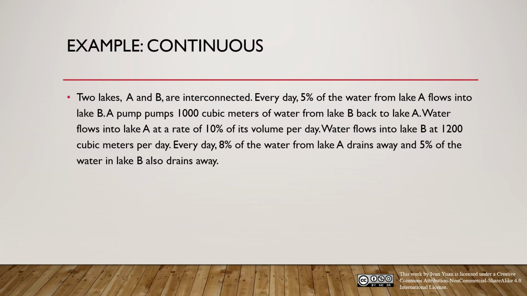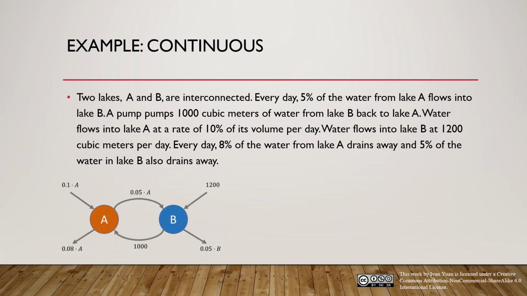Now let's check out a continuous dynamical system. We have two interconnected lakes, A and B, and every day 5% of the water from A goes to B, and a pump pumps 1,000 cubic meters back, and every day water goes into A at a rate of 10% of its volume per day, and water flows into B at 1,200 cubic meters per day. And there's also water draining out from both lakes. And thus we can draw a similar diagram as the one we had in the previous example.